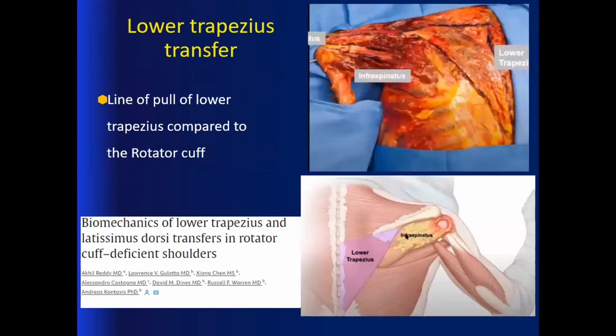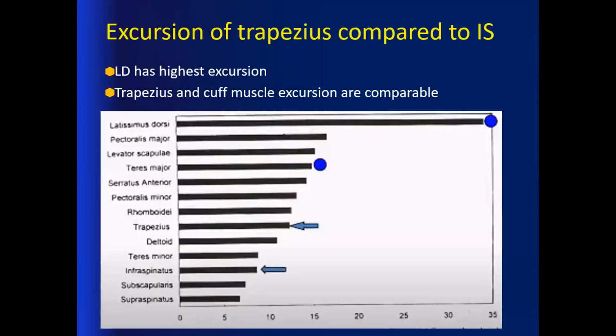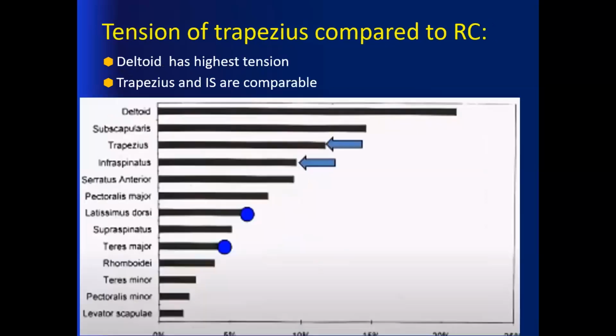Lower trapezius is found to have the same line of pull compared to the rotator cuff, especially infraspinatus. And comparing the exertion between trapezius and the infraspinatus, it was found that both trapezius and cuff muscles are comparable to each other, and you can see the latissimus dorsi is found to have highest exertion. Comparing the tension between the trapezius and rotator cuff, deltoid is found to have the highest tension, and on comparing trapezius and infraspinatus, both are comparable to each other.